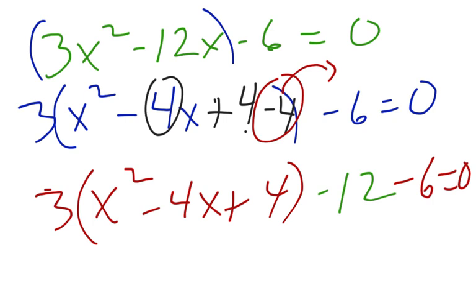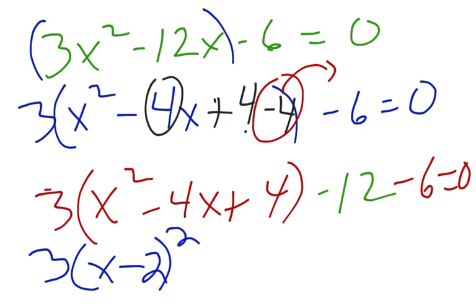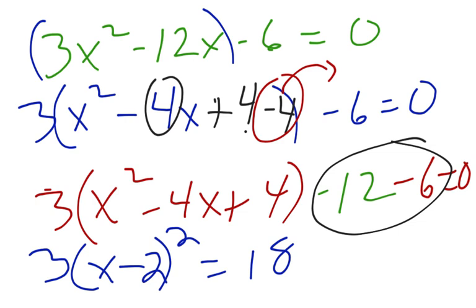At this point, I can quickly factor, which is going to be 3 times (x minus 2) times (x minus 2), or x minus 2 squared, and this is going to equal 18. And the reason why it's equal to 18 over there is, of course, I took the negative 12 and the negative 6 and combined that and moved it to the other side. So that's why that's equivalent to that.